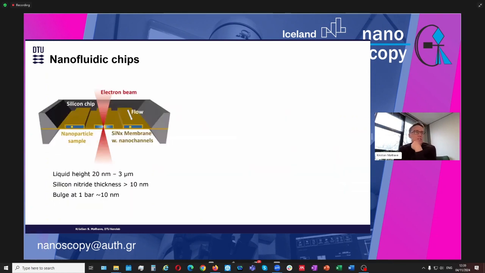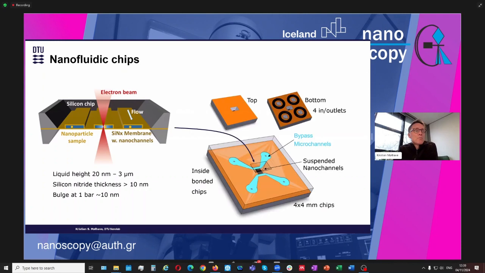We think this is a really nice system for getting controlled views of things in liquids. And if we take one of these chips, typically the height we're making the channels can be something between 20 nanometers to 3 micrometers. In TEM, you probably want about 100 nanometers. The nitride thickness, right now we made them down to about 10 nanometers. And if you put pressure on them, well, a 100 nanometer channel will bulge about 10 nanometers. So the bulging here is really not something you want to be concerned about. And they can take a higher pressure. We pressurize them to 12 bar without problems.